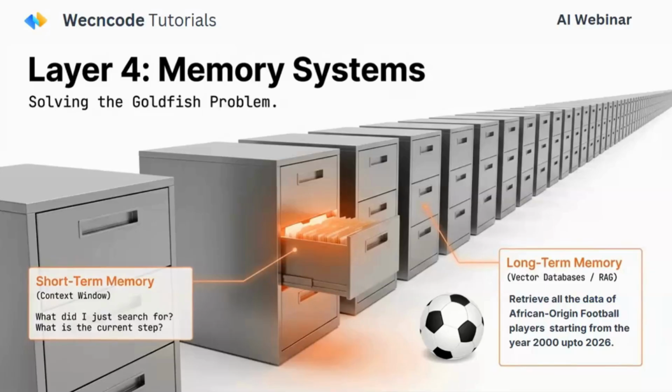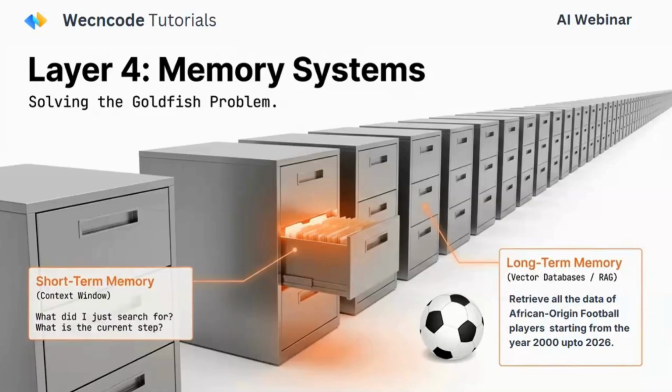So, short-term memory are context windows. What did I just search for? What is the current step? These are just short-term memory, but long-term memory is a vector database. Now, for long-term memory, you are no longer just storing them in a context window. You are storing them in a vector database or a RAG, as the case might be.